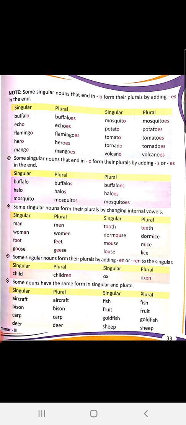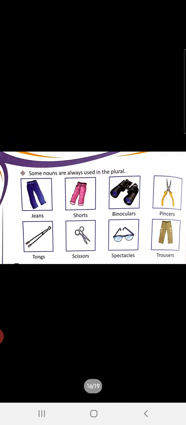Okay. Some change completely. Some are the nouns which can be turned into plural by adding only S or ES, both. Okay. Then there are some which don't change at all. Okay. Some nouns are always used in the plural, like jeans, shorts, binoculars. Okay. Pincers, tongs. All these are used as plural nouns.